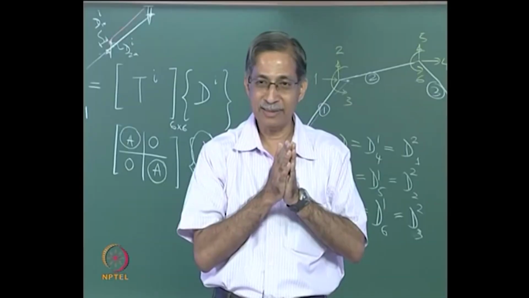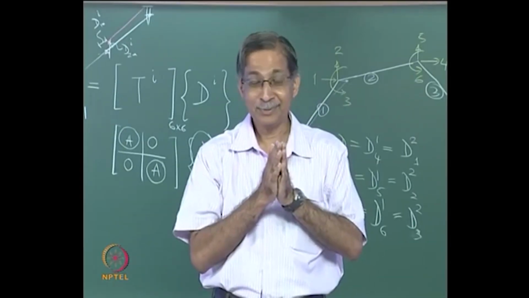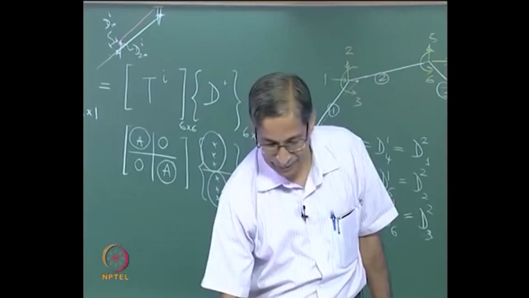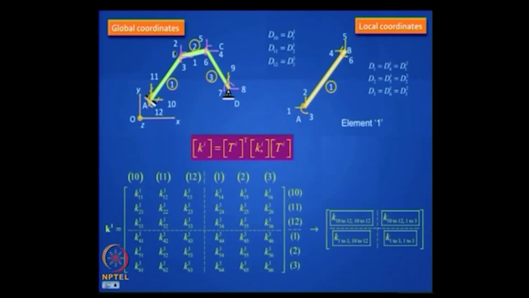Please listen carefully. No, this is interesting, because once you get it, you get it. See, look at this matrix. This matrix is 1, 2, 3, 4, 5, 6. Unfortunately, my start node is 10, 11, 12, and my end node is 1, 2, 3. Do not blame me for that, that is the way I did it, right.